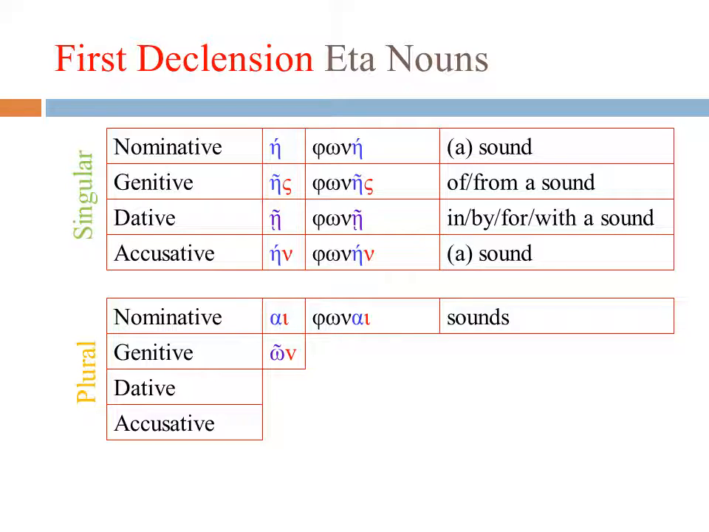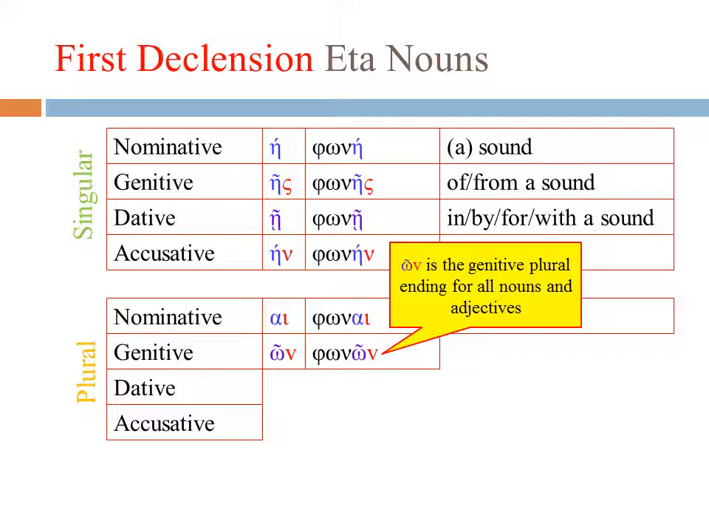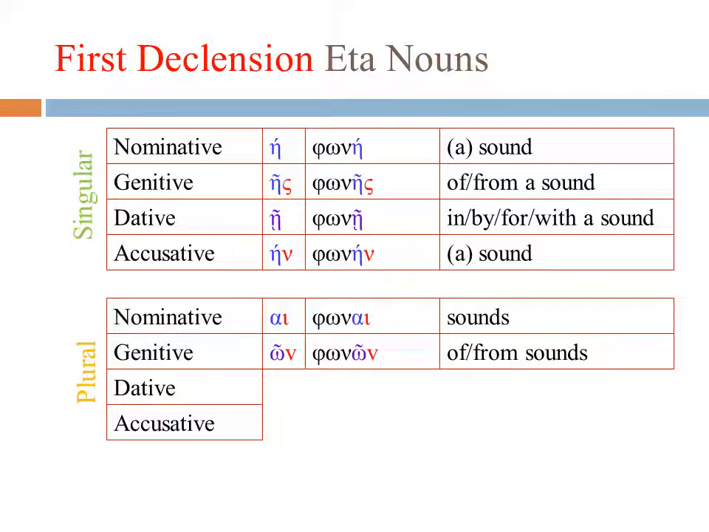Own, this is our friend, omega nu. Remember, omega nu is the ending for the genitive plural for all nouns and adjectives. So we get phonon. And again, it's the ending for all nouns and adjectives. Of, from sounds, or the sounds' calling.